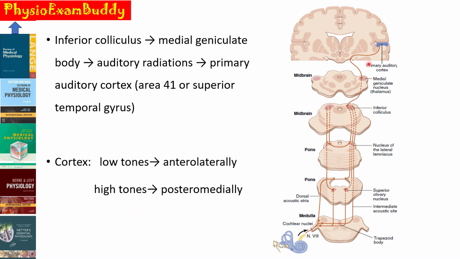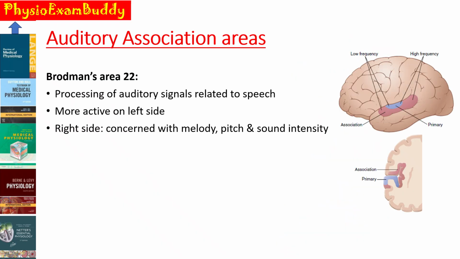And in the auditory cortex, the low tones are represented basically in the anterolateral portion of the primary auditory cortex, whereas higher tones get their representation in the posteromedial portion of the primary auditory cortex.